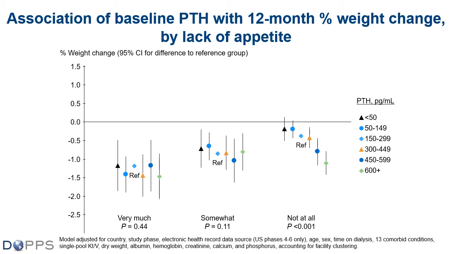We also performed stratified analysis by lack of appetite in available samples. While patients with poor appetite showed larger percent weight changes, high PTH was associated with weight loss only in persons who endorsed preserved appetite. It is known that patients with poor appetite have multiple factors that lead to weight loss, which might obscure the effect of PTH to induce adipose tissue browning.